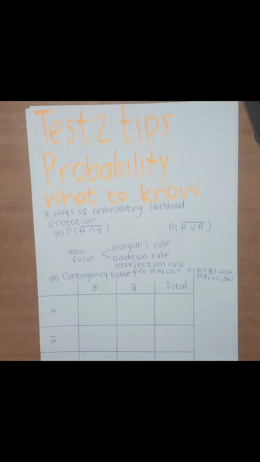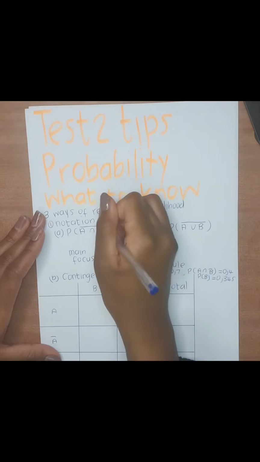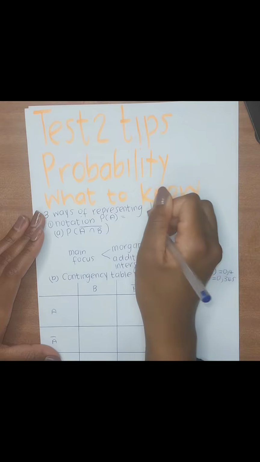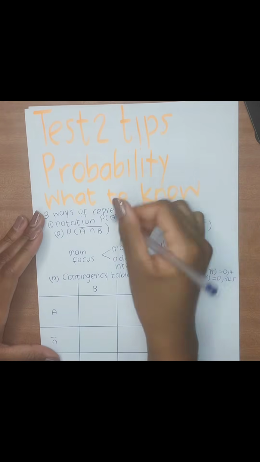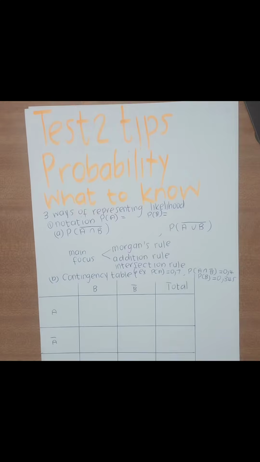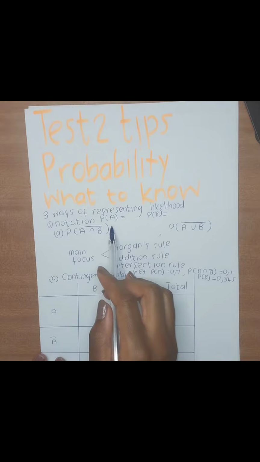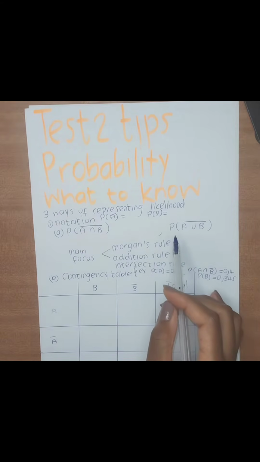The first thing that I want you to know is, how do we represent likelihood? Remember that probability is about how likely something is going to occur, so how do we represent this likelihood is the question. First of all, we represent it in notation way. When they write probability of A, and they tell you what it is, probability of B, this is what we call notation. But in all the notations that we had, the one that stood out the most for me is the one with this long line called a complement. It's the sign of complement.